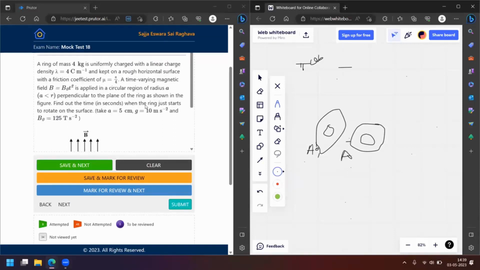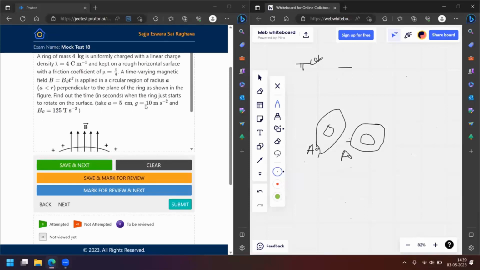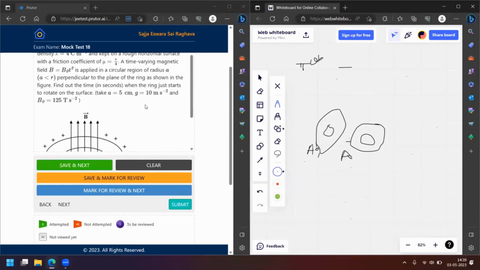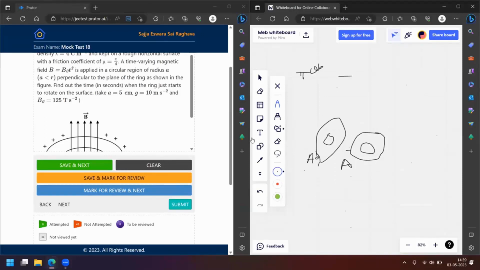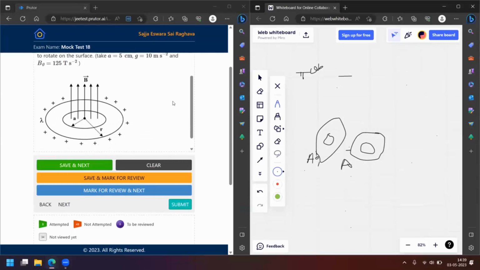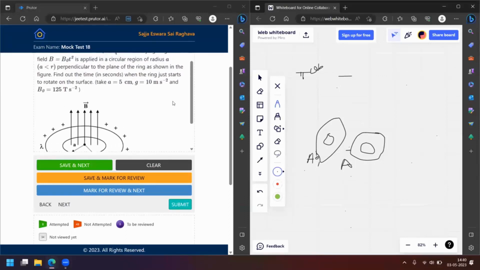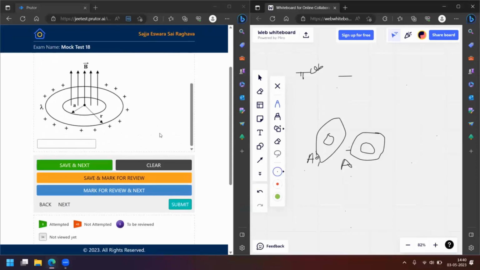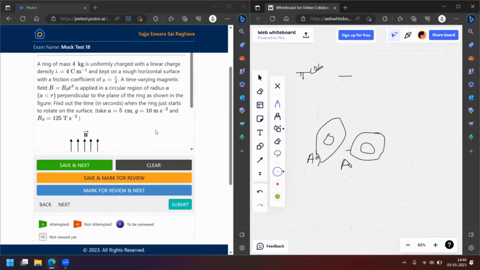So at the time of just rotating, the torque due to the magnetic field is equal to the torque due to the gravitational field, and you can find both of them. The gravitational torque can be found by mg into the distance, and the magnetic torque can be found by charge into magnetic field. You can use the cross product and you will get both the terms and equate them. You can find the time at which both will be equal. That will be the answer.